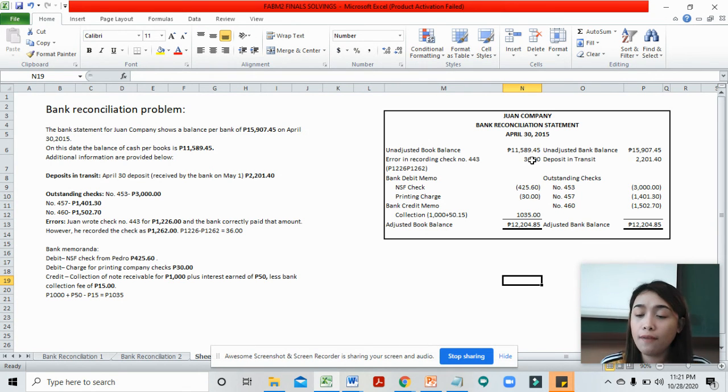Because we have to adjust and make sure that the book balance and your bank balance will be equal. So again, for the bank reconciliation statement, you have to do this and make sure that your bank and book will be equal. If there is an error or difference, we have to, of course, reconcile.